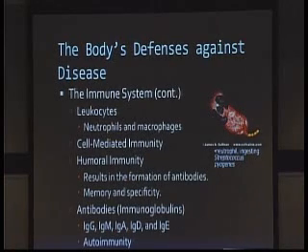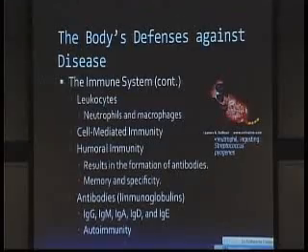The leukocytes, or your white blood cells, are part of that initial defense. And then you can have cell-mediated immunity or humoral immunity. The important association to make is that humoral immunity is what results in the formation of antibodies. So this allows you to have memory for a certain infection and for the body to specifically target that infection.